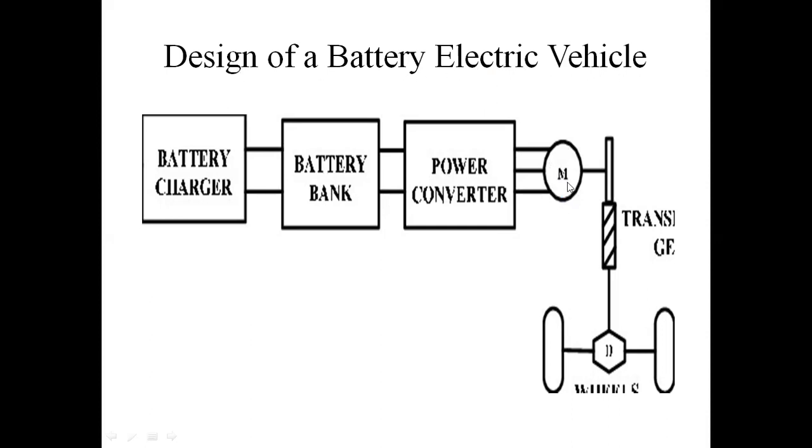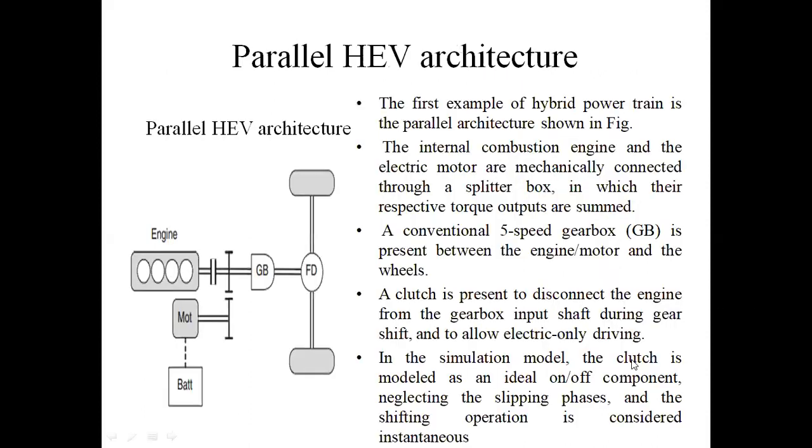This motor is used for rotating the vehicle. Next, the power converter converts DC to AC using power electronic devices. DC to AC means this is the inverter. This is the battery bank. This is the design of the battery electric vehicle, and these are the two wheels.